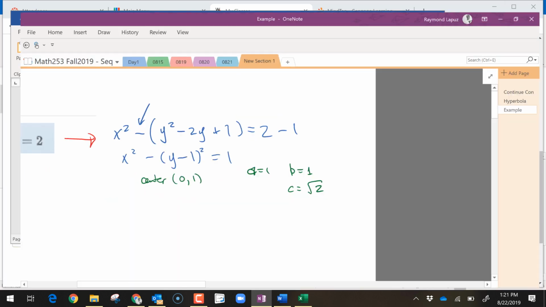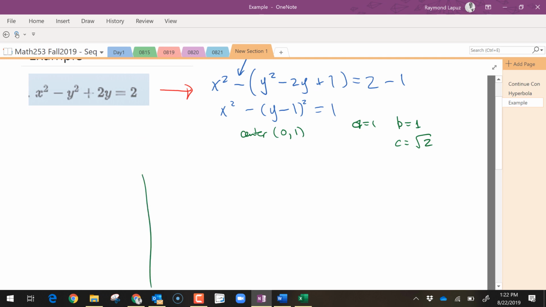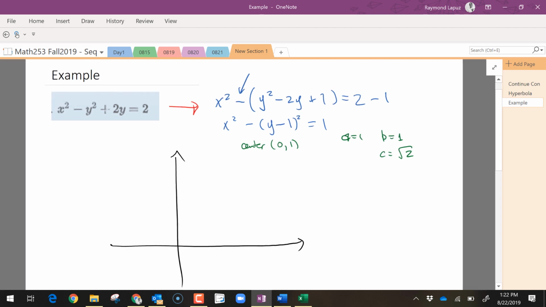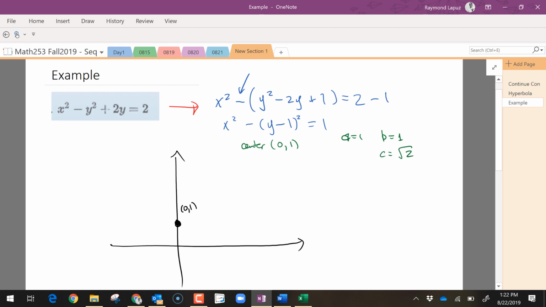Whoops. I thought I picked black. Draw our axis. And then our center point is going to be 0, 1. Which is really not even going to be part of the graph, right? But at least it's there. And we're going to go 1 unit to the left and 1 unit to the right. That's A. B happens to be also 1 unit, so that's 1 unit up and 1 unit down.